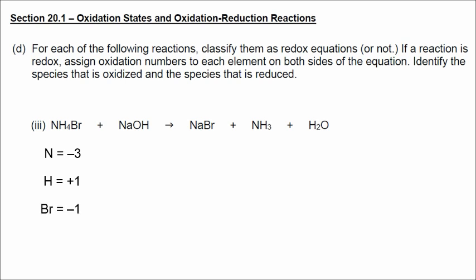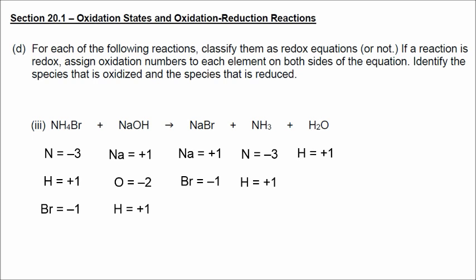Sodium hydroxide, sodium is an alkali metal, so it's going to be +1 in all of its compounds. Again, oxygen -2, hydrogen +1. Sodium is still +1 in the sodium bromide compound, and bromide is -1. Now we have ammonia instead of ammonium, but this still has a -3 oxidation state for nitrogen and +1 for hydrogen. So as you can see in this particular example, this is not a redox reaction because there are no changes in oxidation number for any of the elements.